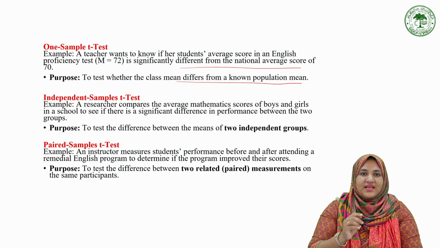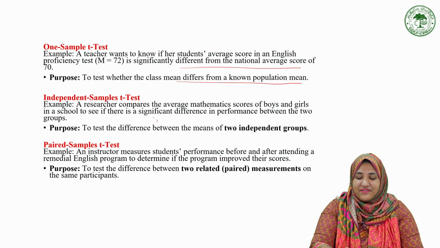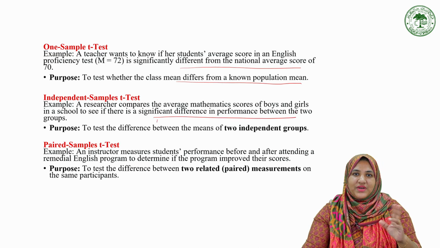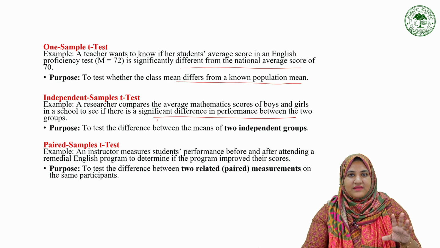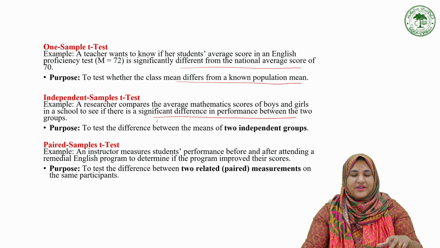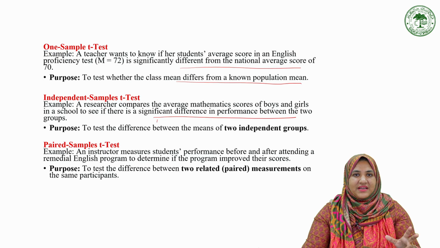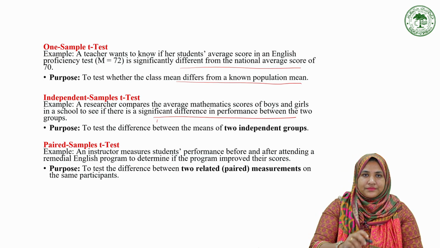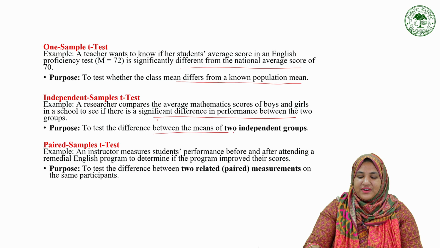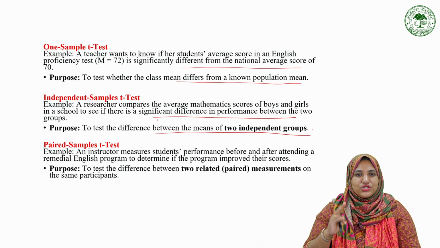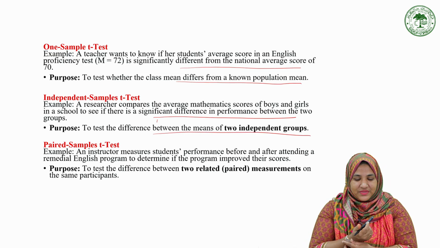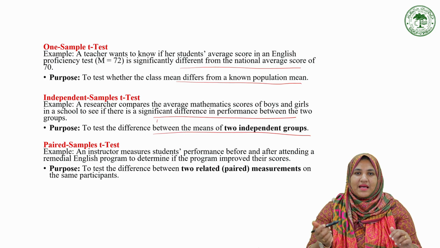Okay, so here in a school, to see if there is a significant difference in the performance between the two groups, that is whether the performance in mathematics between the boys and the girls, after taking their achievement scores in mathematics, have a significant difference with respect to male and female, we are checking. That is the independent sample t-test. So here the purpose is to test the difference between the means of the two independent groups. Is it clear? That is the independent sample t-test.